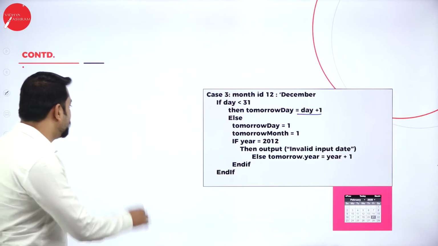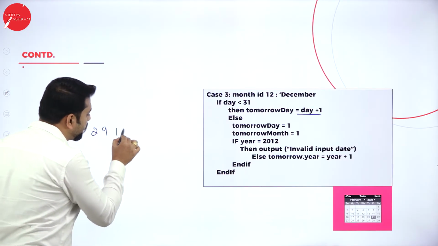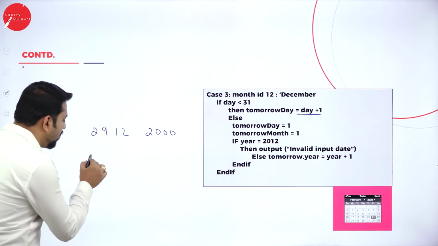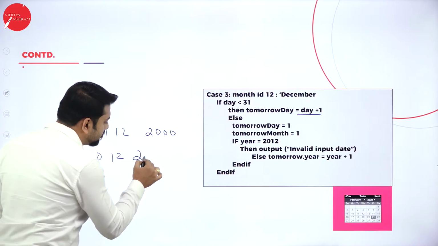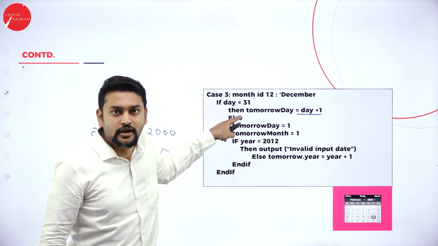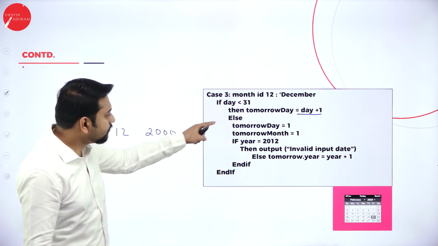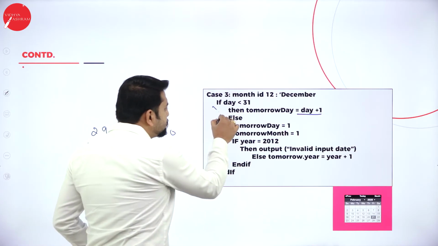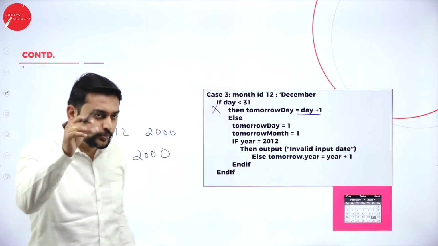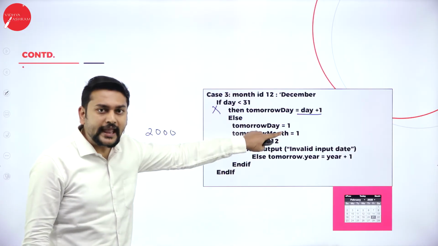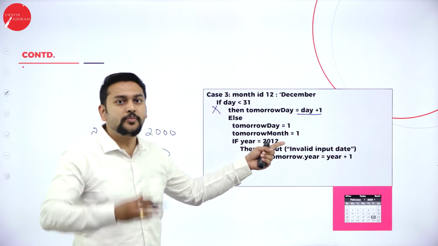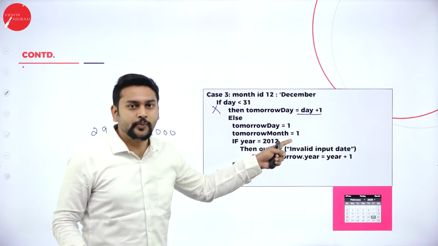Please observe. Suppose my date is 29, 12 and 2000. That's what I have entered. So I will just make it 30, 12, 2000. I will just increment this value. I'm not doing anything else. Suppose this is not the condition, and it is greater than 31, what should I do? Please listen carefully. Tomorrow day is equal to 1, so that is January 1st. So month, I will make it 1. That's what tomorrow month is equal to 1.